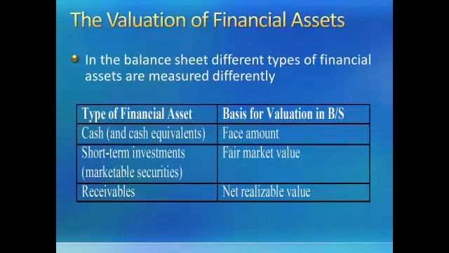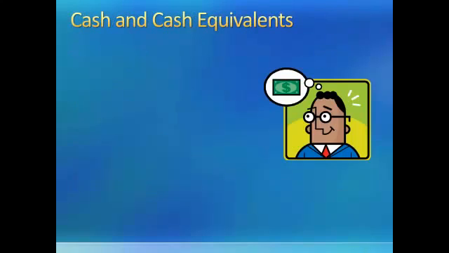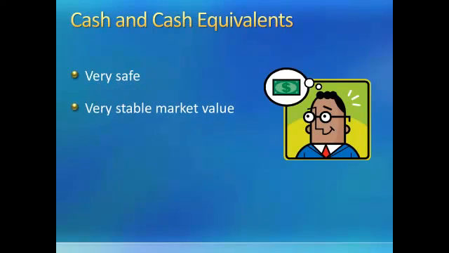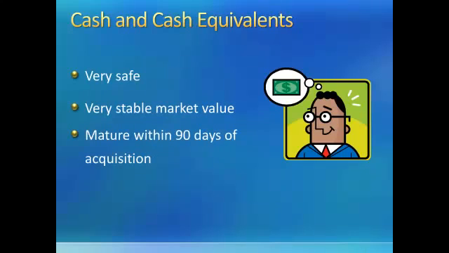For now, let's just focus on cash and cash equivalents. Cash equivalents are very safe, they have a very stable market value, and they mature within 90 days of acquisition. Again, cash and cash equivalents are reported on the balance sheet at face value.